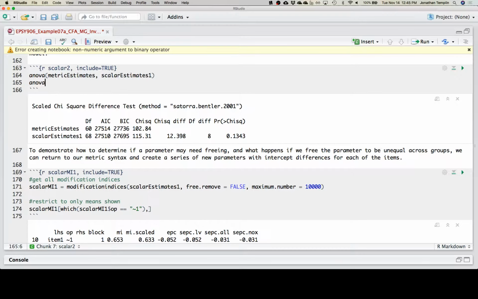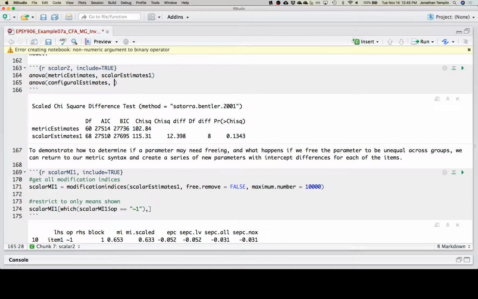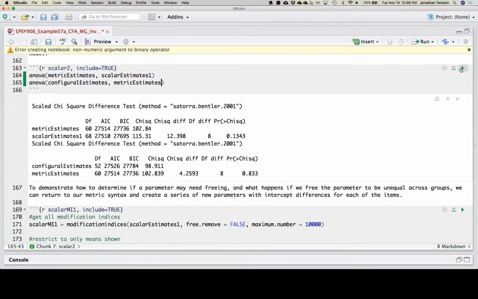So in this case, we will go with the metric estimates because it has fewer parameters, right? Yes. Parsimony. Yeah, we think it's more parsimonious. If I did the same thing with the configural model, you'll see that this is also very close to it.